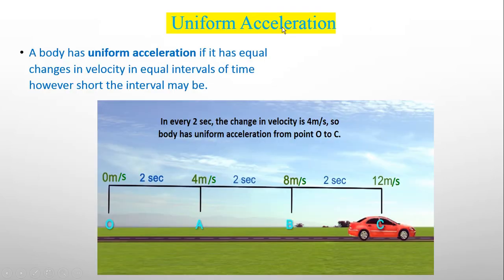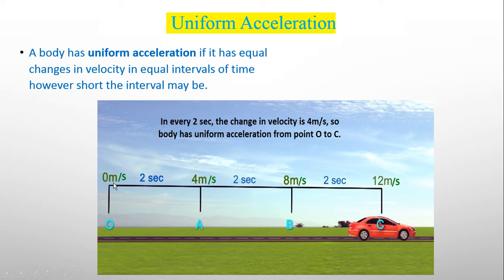Here is the concept of uniform acceleration, and this concept is similar to the uniform velocity concept. Here's the definition of uniform acceleration. A body has uniform acceleration if it has equal changes in velocity in equal intervals of time, however short the interval may be. You can see here the car is moving from point A to point C.